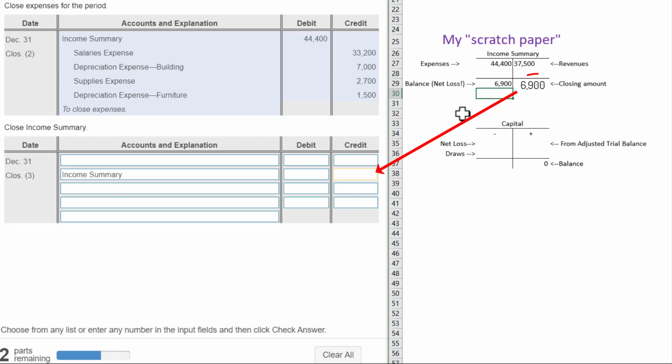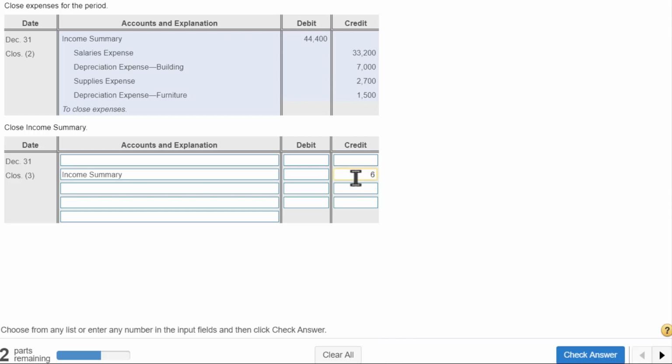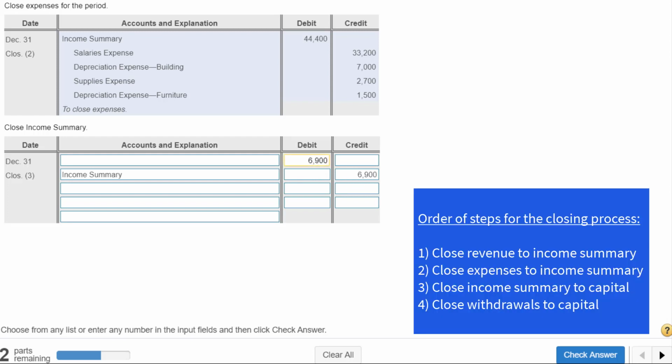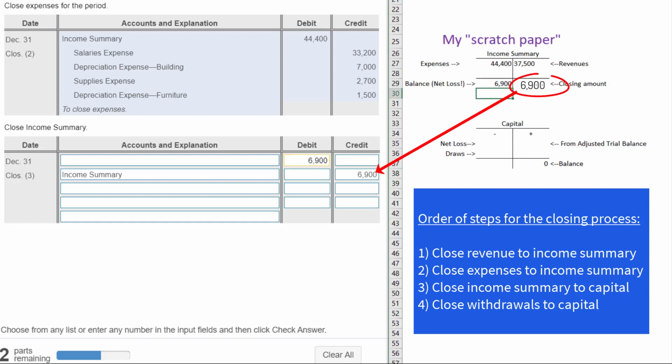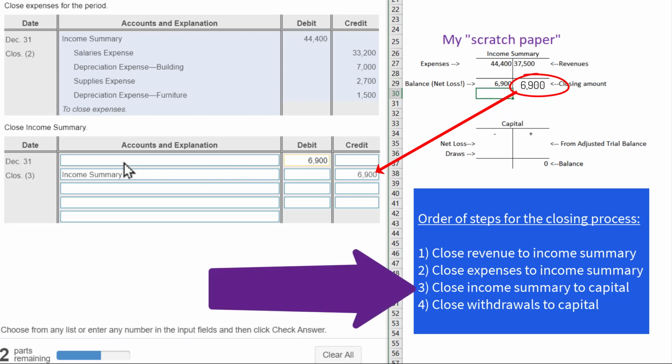And what was the amount? I'm going to credit it 6,900, which means I have to debit an account for the same amount. All right. So what account does the income summary get closed to? It gets closed to capital.